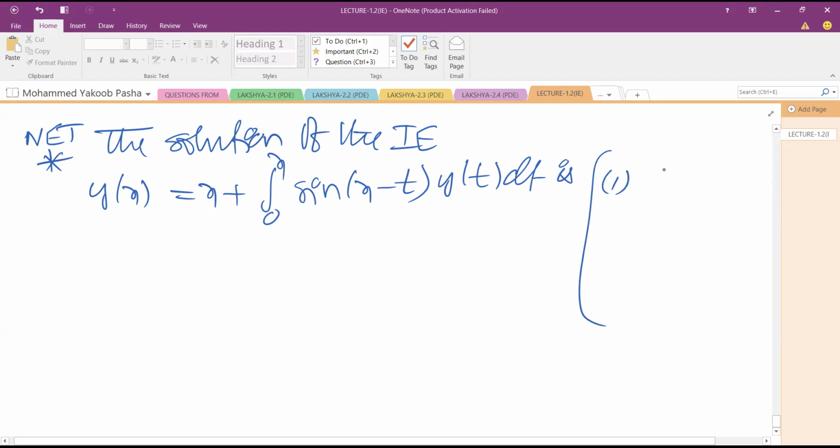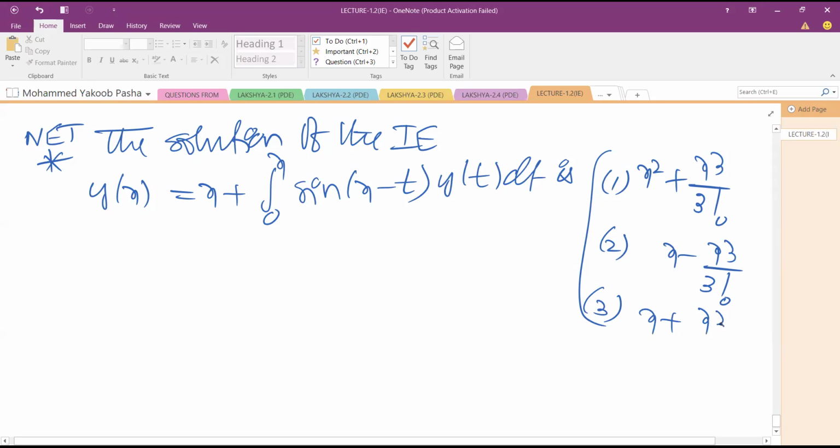First option, x square plus x cube by 3 factorial. Second option, x minus x cube by 3 factorial. Third option, x plus x cube by 3 factorial. And fourth option, x square minus x cube by 3 factorial.